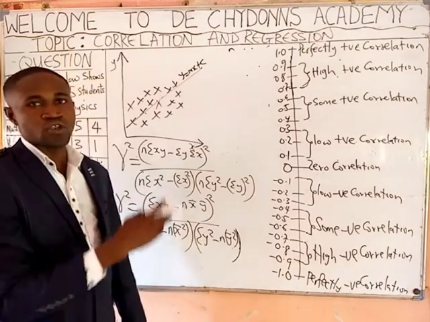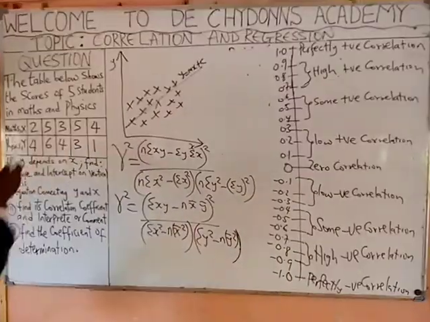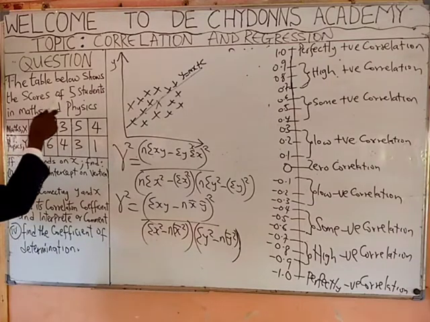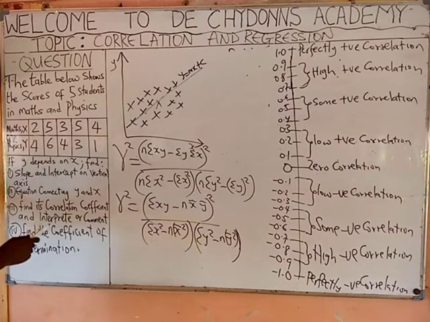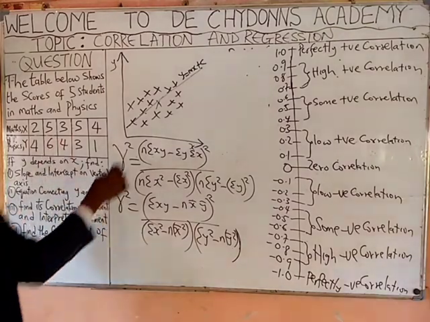Remember, we want to see some calculations on this. Look at the board. The question says the table below shows the scores of 5 students in maths and physics, and they indicated that maths is x, physics is y. If y depends on x, find the slope and intercept on the vertical axis, and the equation connecting y and x. Find its correlation coefficient and interpret or comment. Find the coefficient of determination. Let's see how to get it.